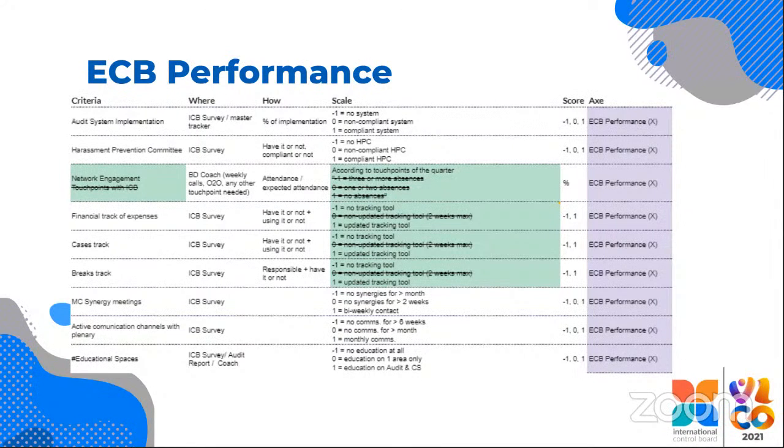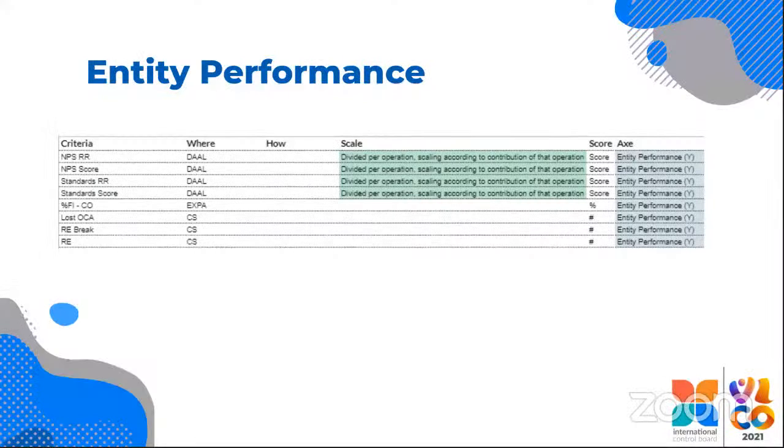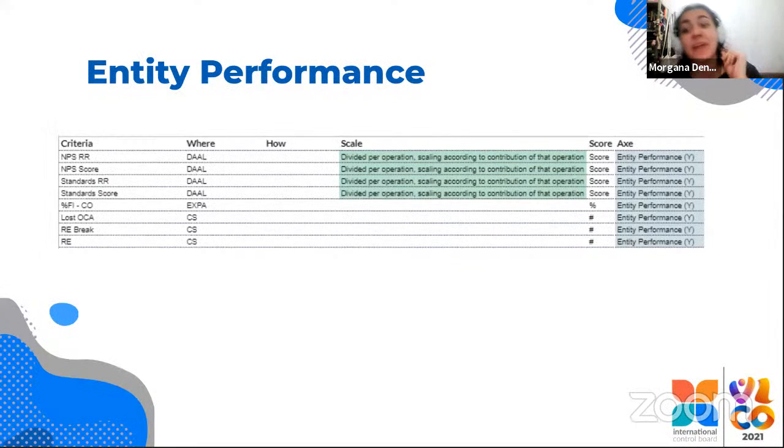Oh, all good. Yeah. And regarding the entity performance, that's where we have a little bit more changes. The criteria are still the same. However, the way that we scale is a little bit different. Why? For example, with NPS in the past, for the NPS score, we used 2 pieces of information, the NPS home and the NPS host.